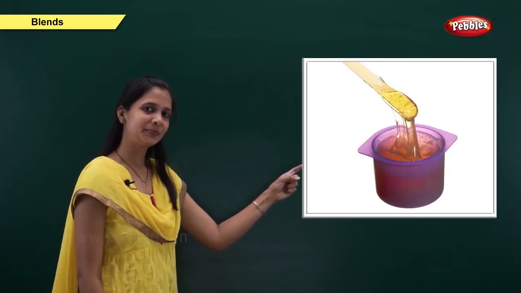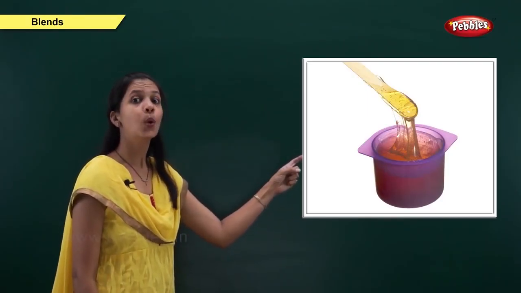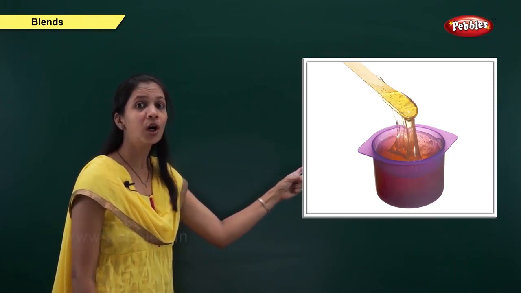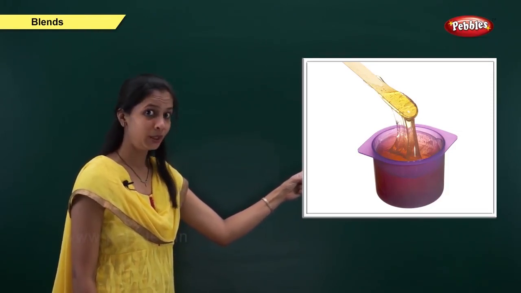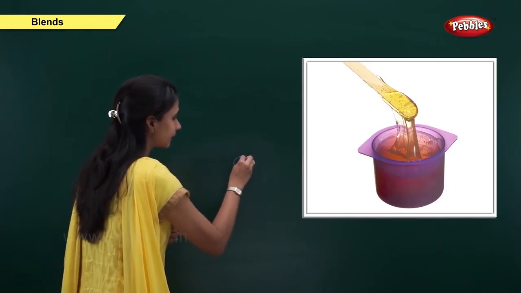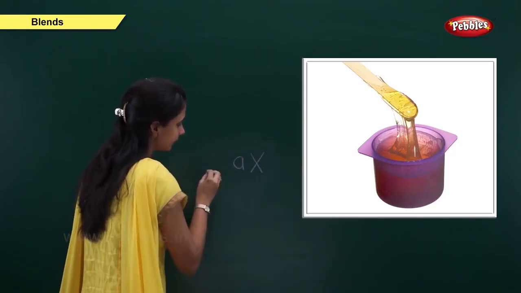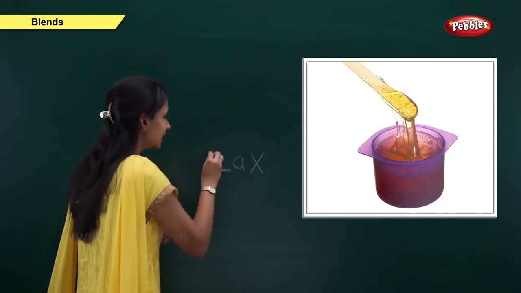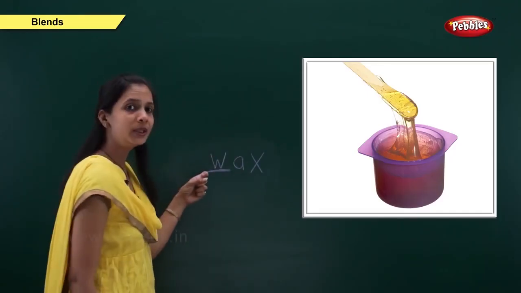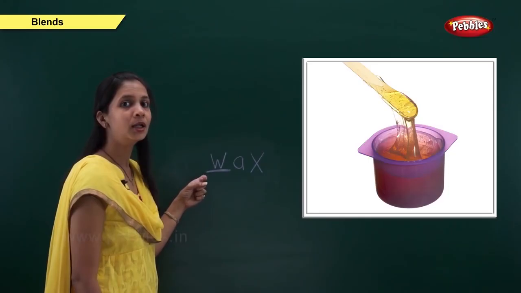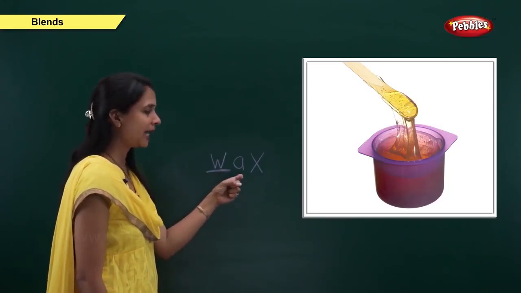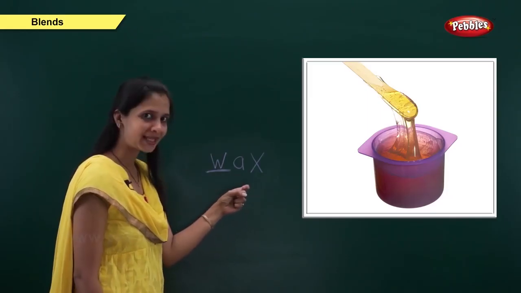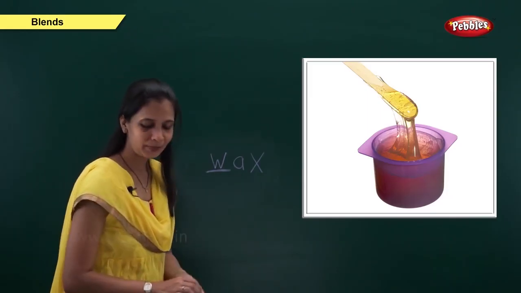Now next one. What is it? Yes, it is wax. Okay. So what is the beginning sound of it? W. So here it is. W. Yes. W says W. So here it is. Wax. W-A-X. Wax. Okay.